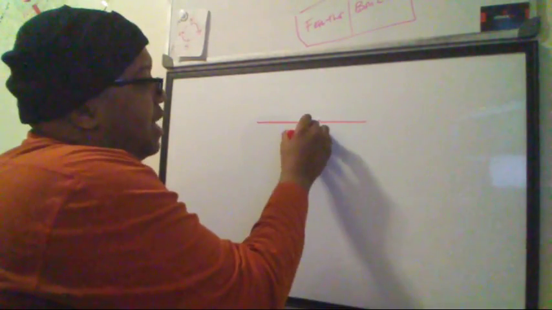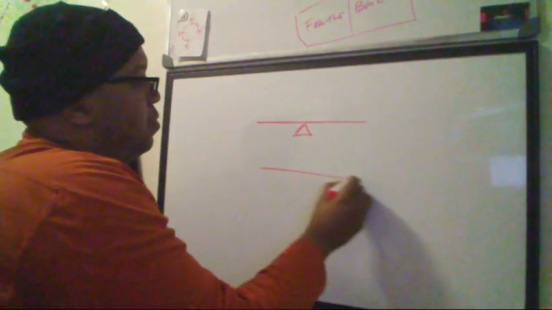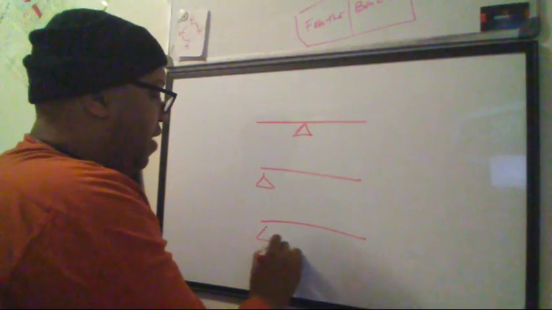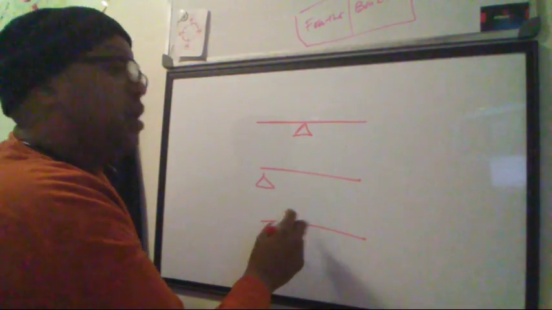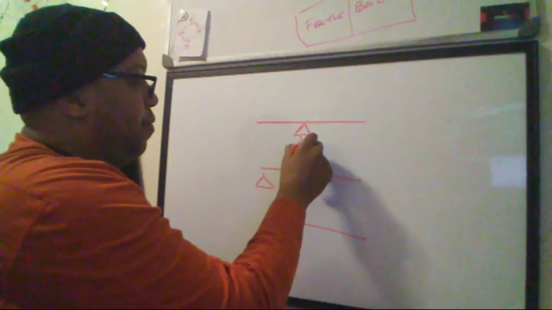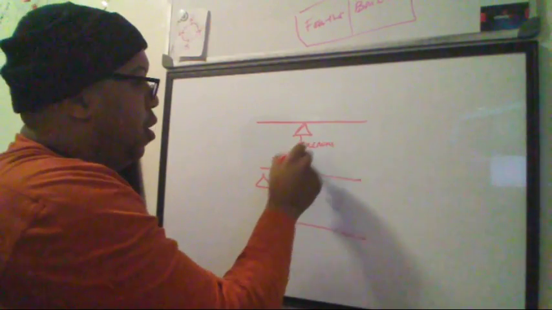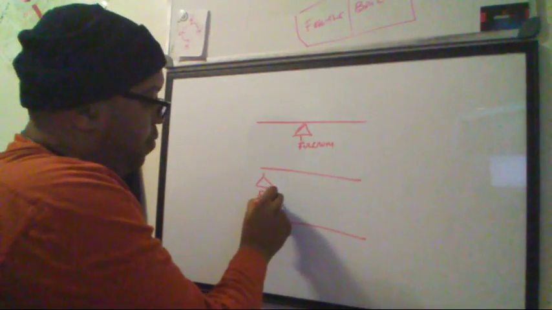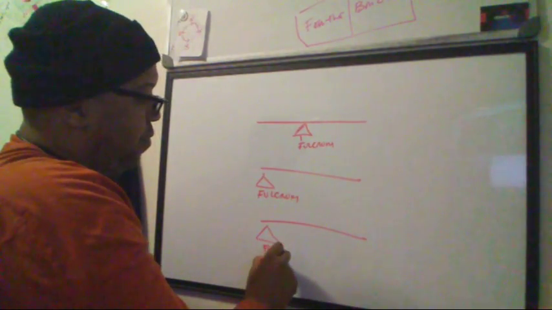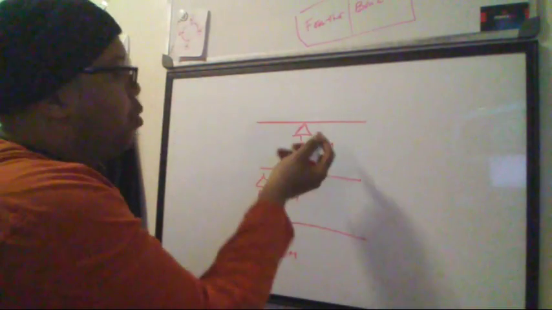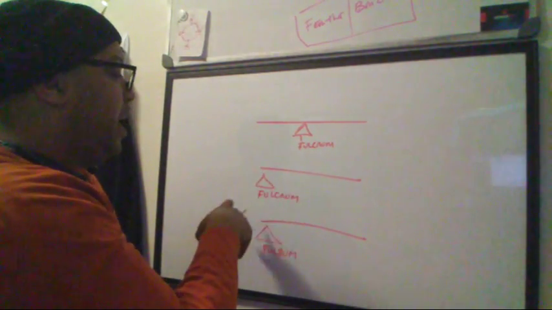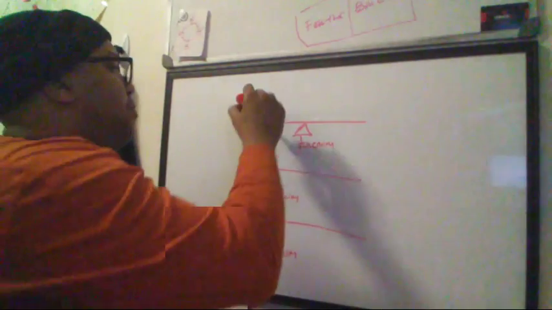You have your first class lever. You have your second class lever. And you have your third class lever. Now, this is the fulcrum or balance point. It's the balance point in the class 1. It is on the end on the class 2 and 3.